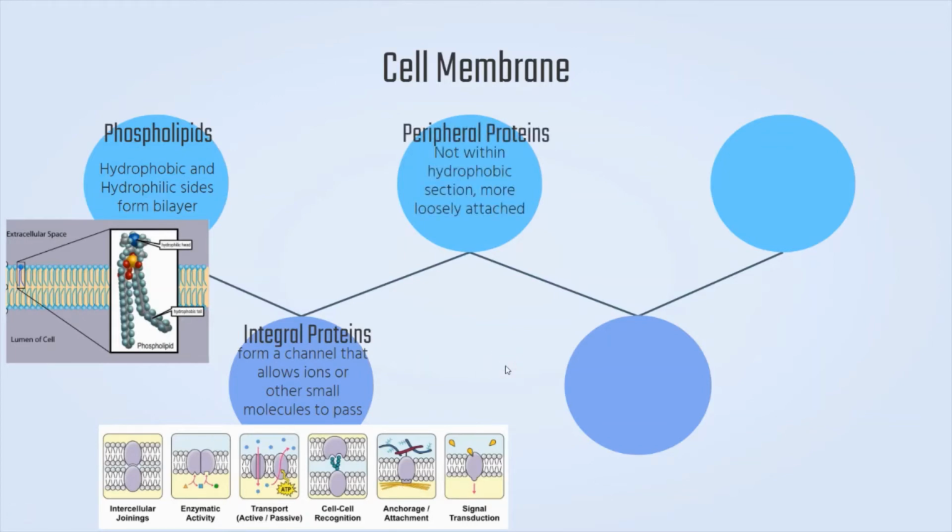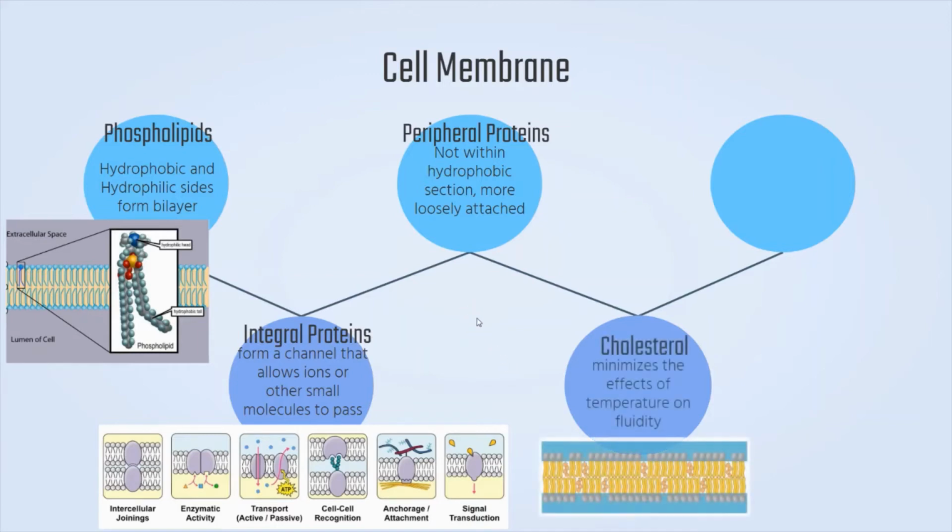However, some proteins don't actually go through the entire phospholipid bilayer, and these are called peripheral proteins. So basically, they're not embedded within the hydrophobic section, and therefore they're usually more loosely attached. Another part is the cholesterol, and this minimizes the effect of temperature on fluidity. So they are embedded within these phospholipids.